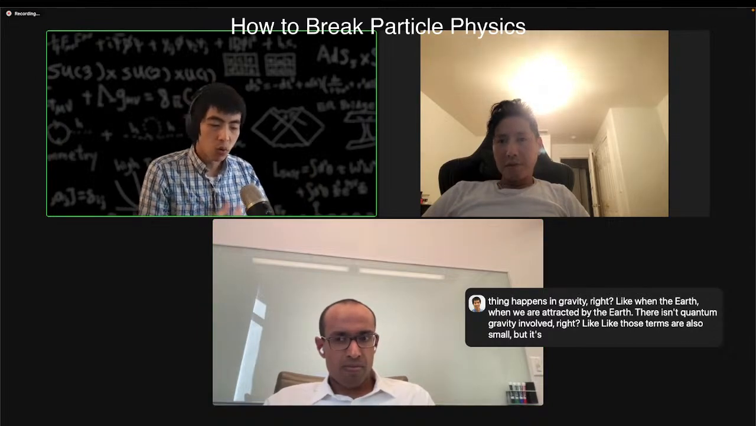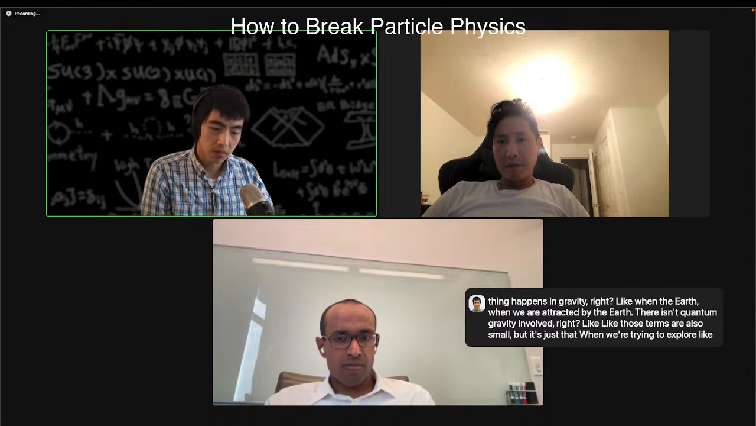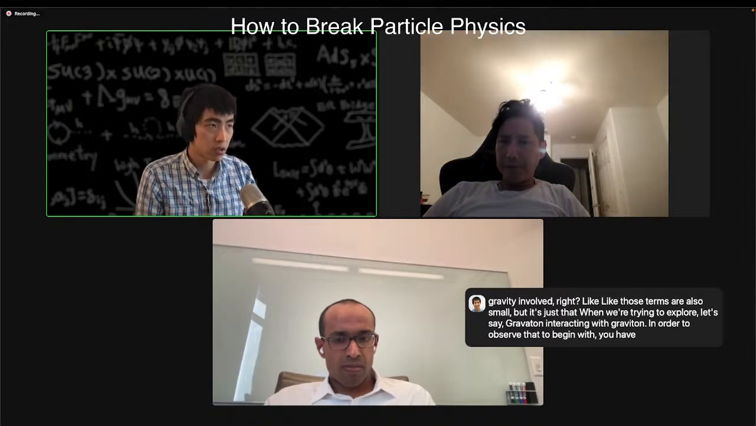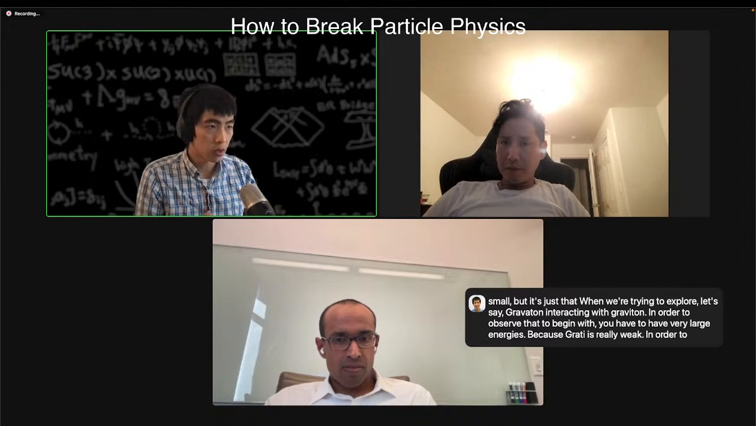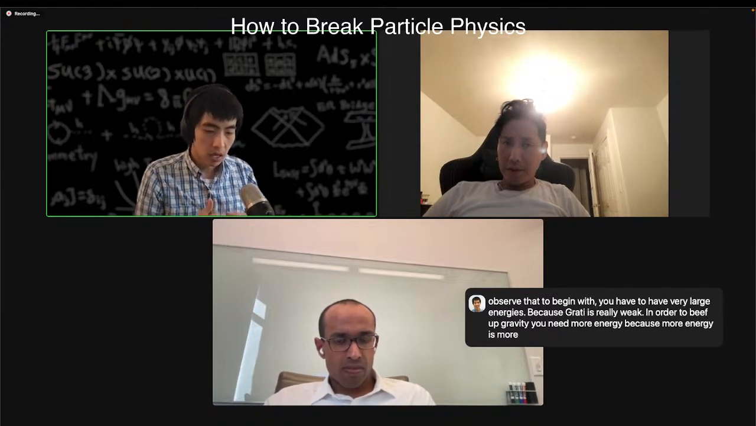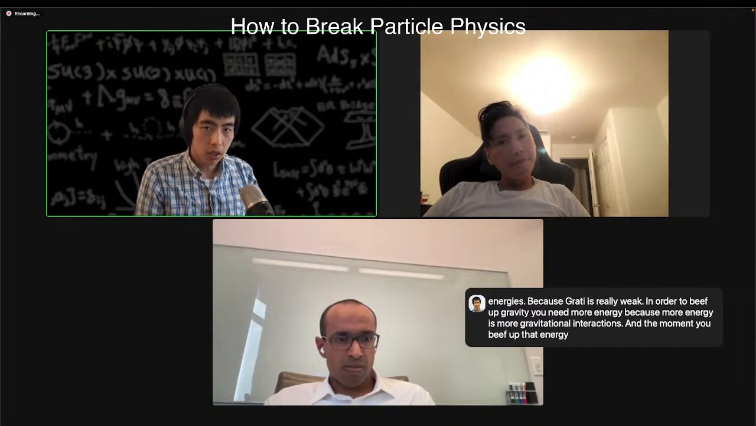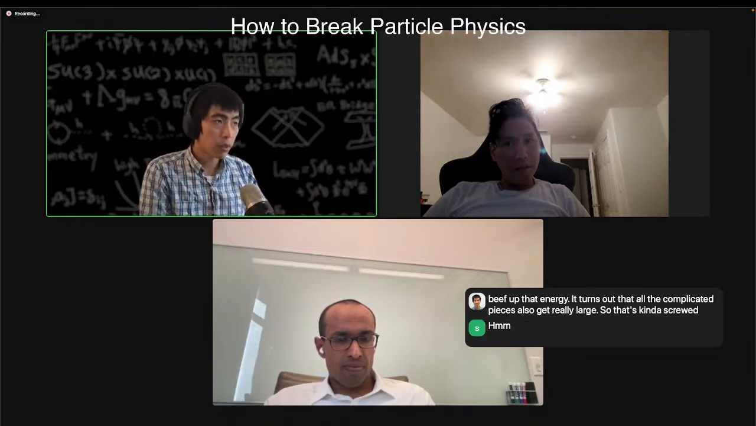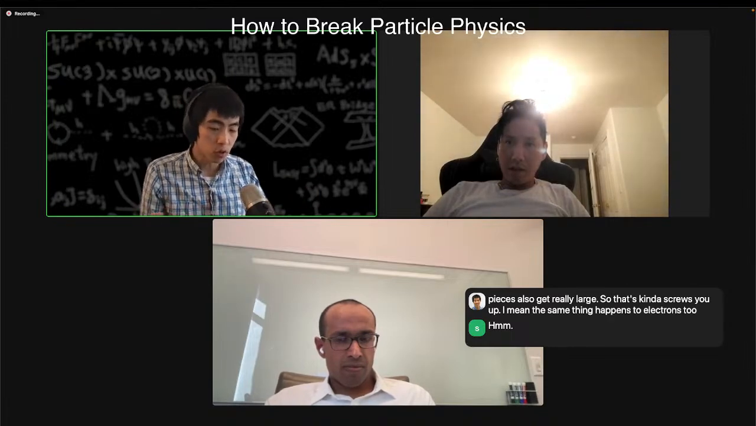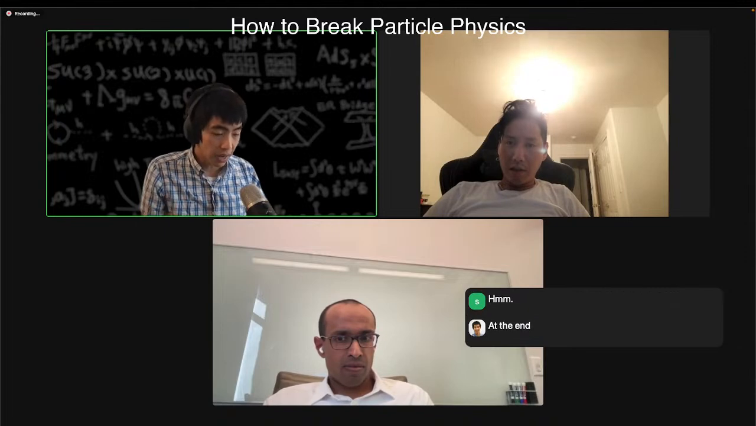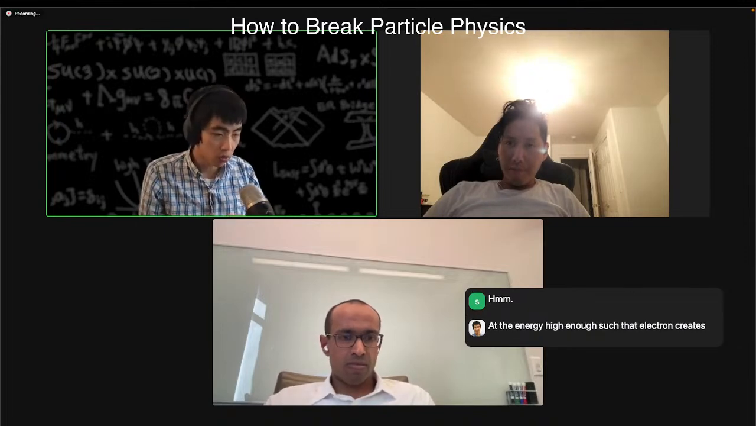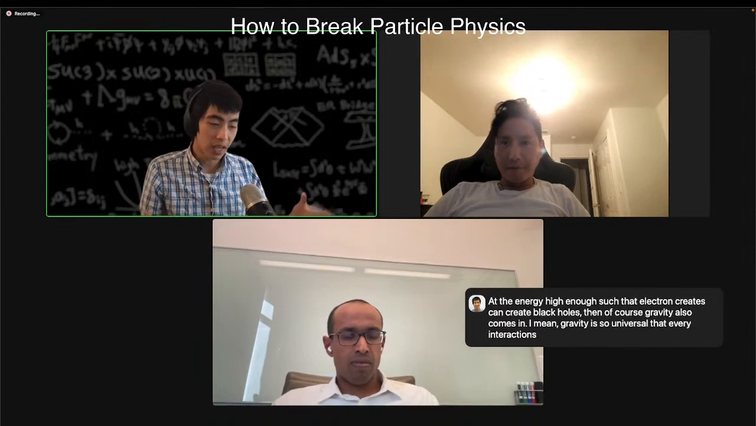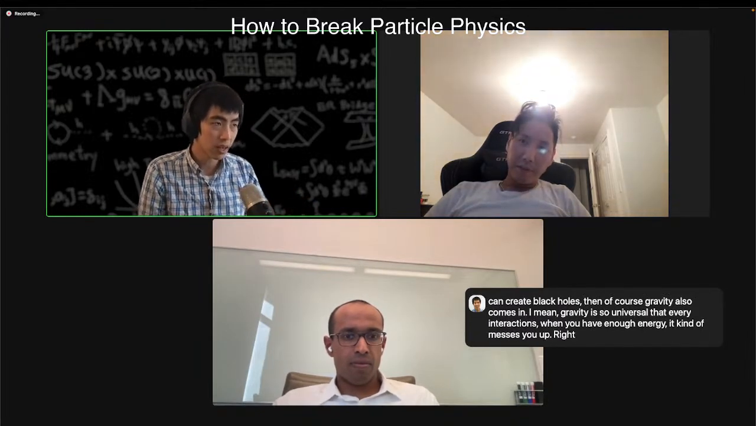But when we're trying to explore, let's say, graviton interacting with graviton, in order to observe that to begin with, you have to have very large energies because gravity is really weak. In order to beef up gravity, you need more energy, because more energy is more gravitational interactions. And the moment you beef up that energy, it turns out that all the complicated pieces also get really large. So that screws you up. The same thing happens to electrons too. If you shoot electrons at an energy high enough such that the electron can create black holes, then of course gravity also comes in. Gravity is so universal that for every interaction, when you have enough energy, it messes you up, right?